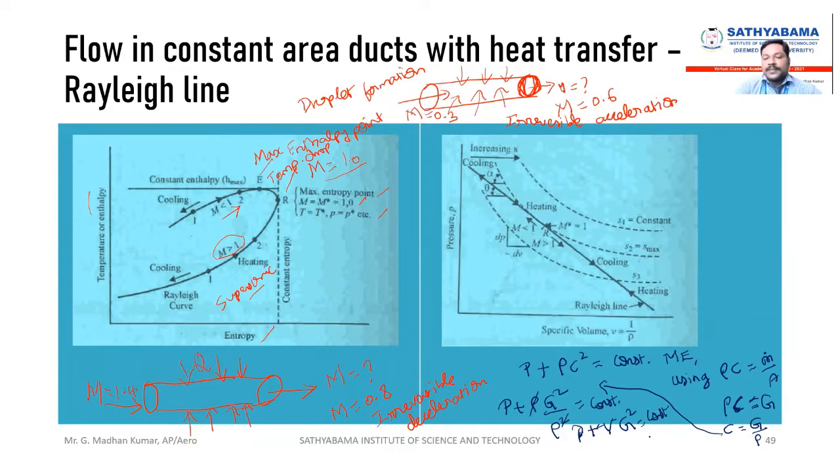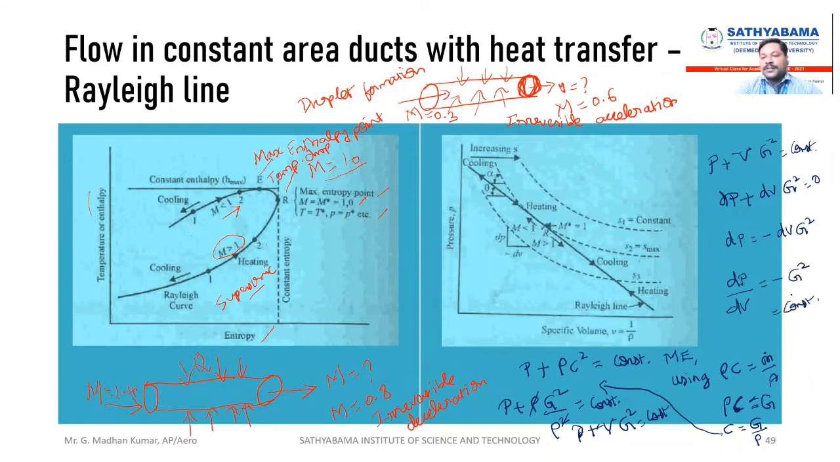What does it look like? It looks like the equation of a straight line, right? We can find the slope also. So the equation finally, P plus V G square is equal to constant. Okay. In this, we may differentiate it: dP plus dV G square is equal to 0. So what do we get? dP is equal to minus G square dV, and then dP by dV is equal to minus G square. What is this?